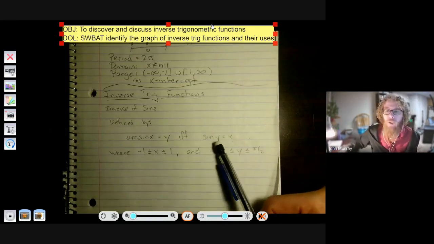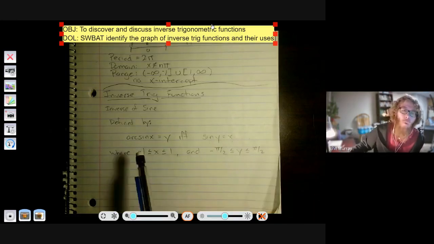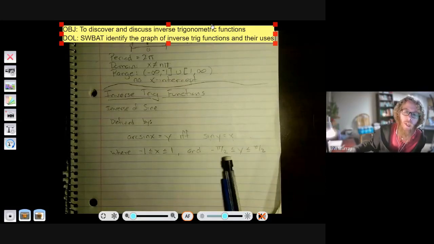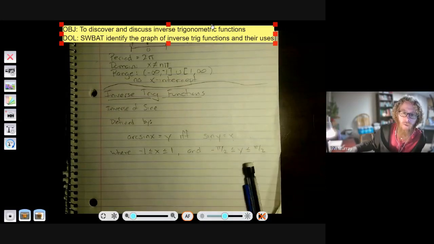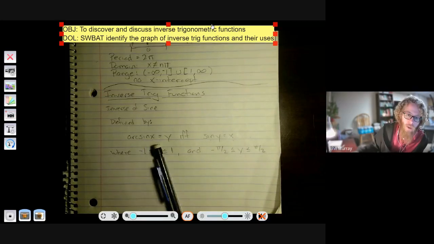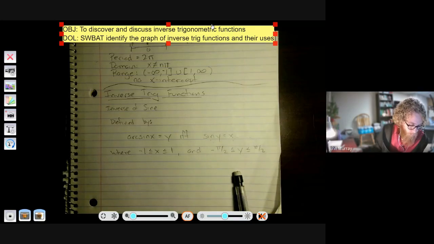So normally we don't have a restriction on what we can plug into sine. But when we're dealing with arc sine, our answers are going to be in between negative 90 degrees and positive 90 degrees. Okay? And when we start going into examples, most of the time we use this with triangles. And you'll see why. Because if we're dealing with right triangles, our triangle angles will be in between 0 and 90 degrees.